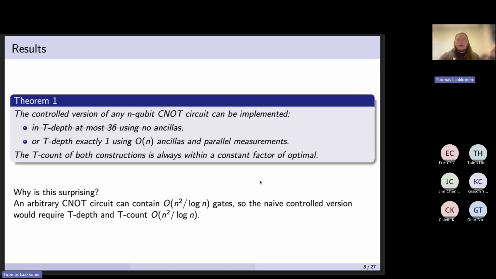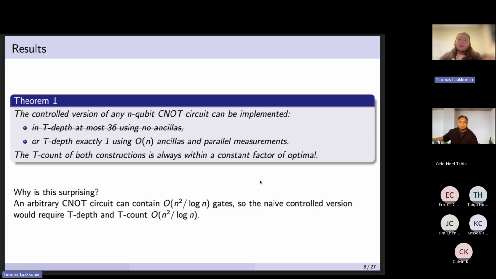So I'm not going to talk about how to achieve that T depth at most 36 using no ancillas today. It's a bit more technical. You can find it in the paper though. So today I'm just going to give a sketch of the second one here, about T depth exactly 1 using ancillas and measurements.